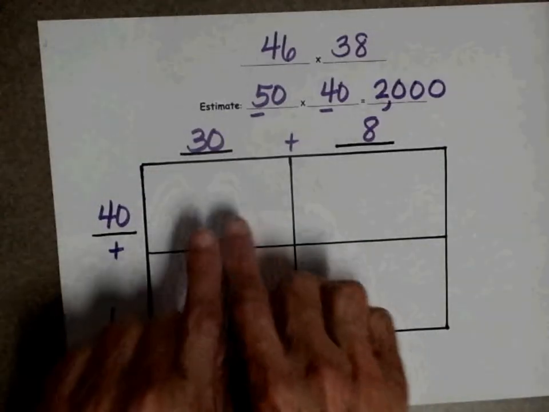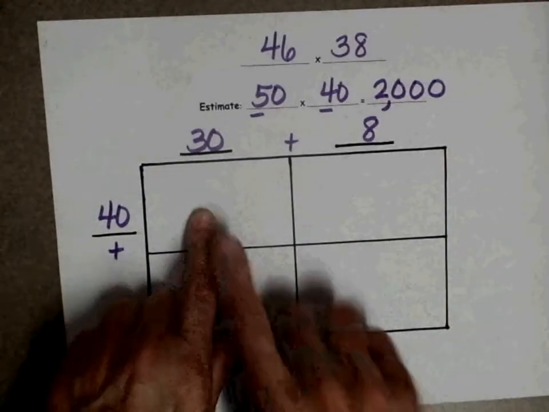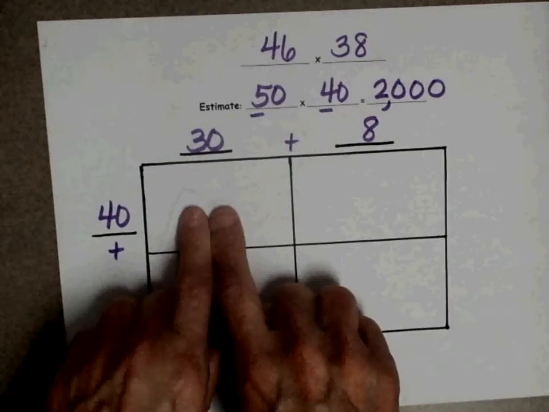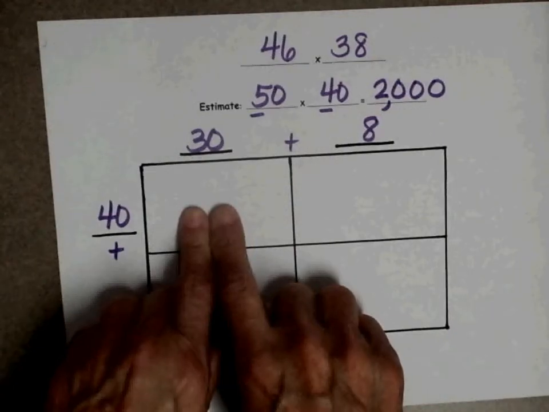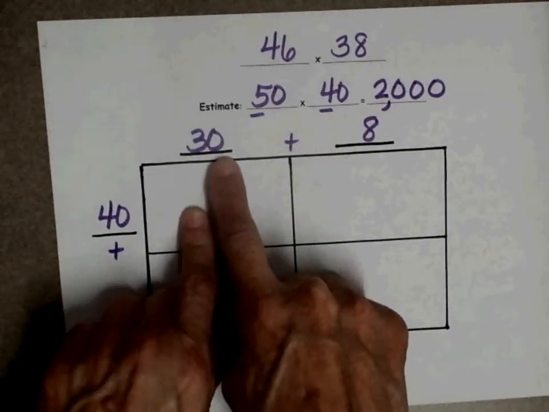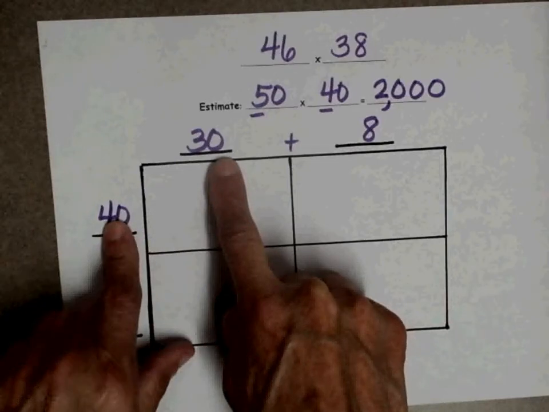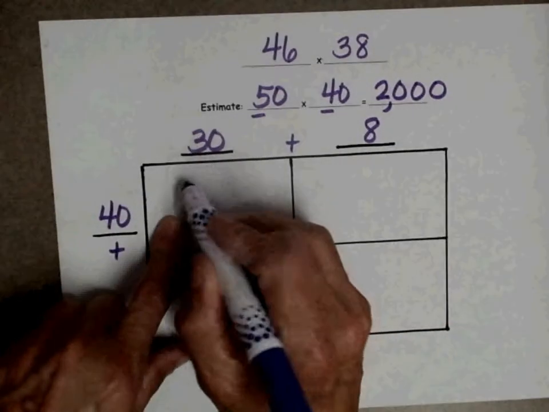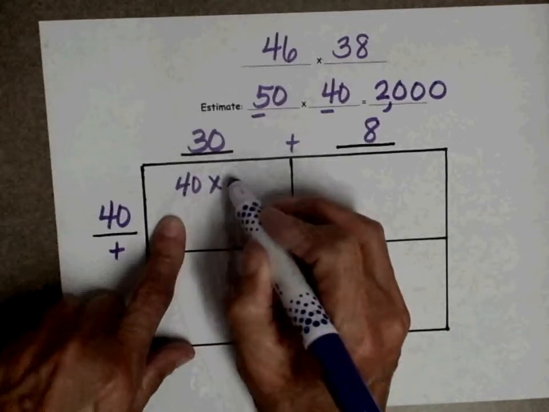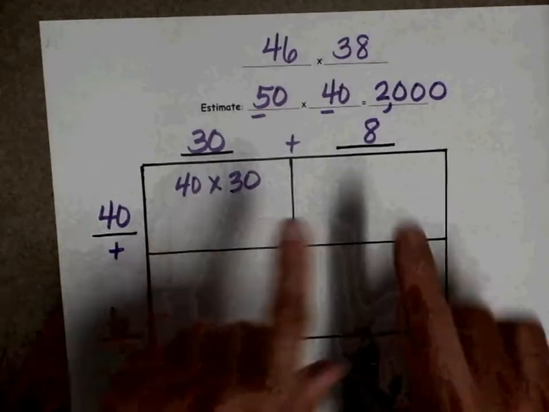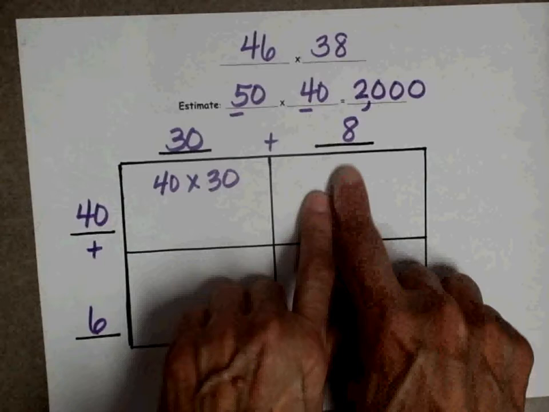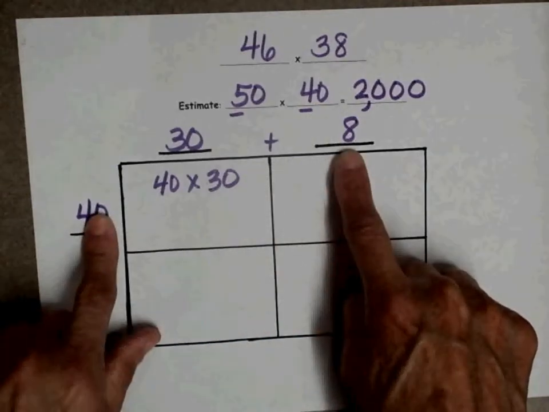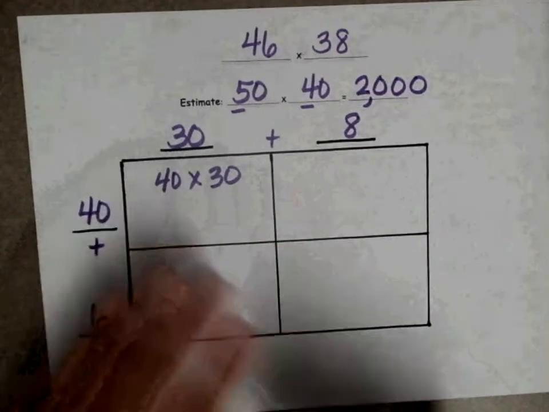So what I tell my boys and girls is to put their fingers inside the upper quadrant, and your right finger goes up and your left finger goes to the left, and our two factors in this quadrant are 40 times 30. Again, repeat, up and over. Our two factors are 40 times 8.